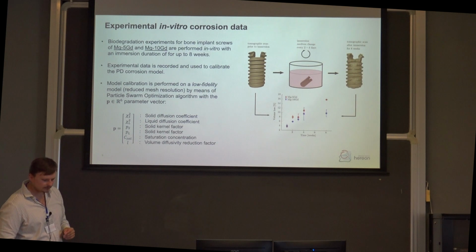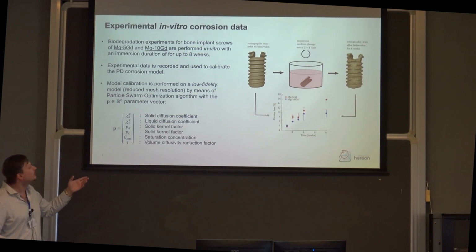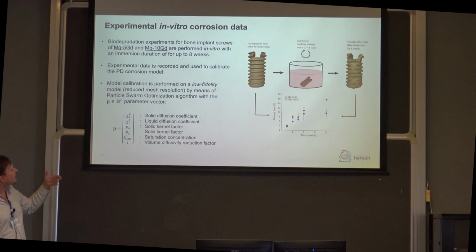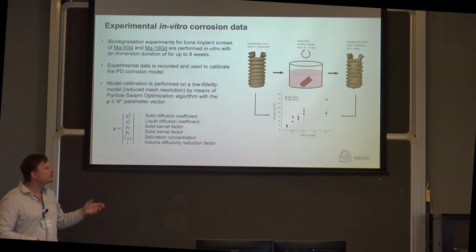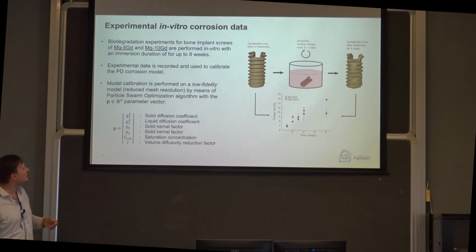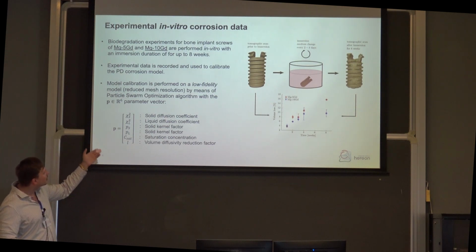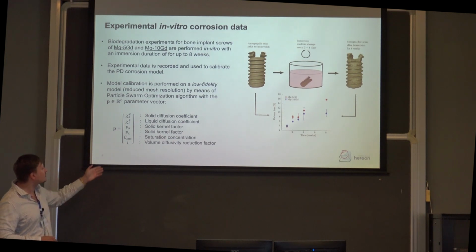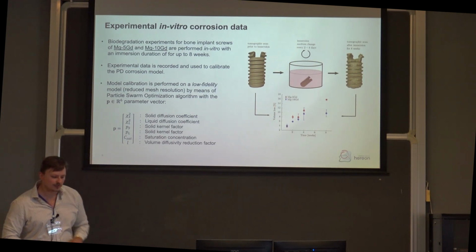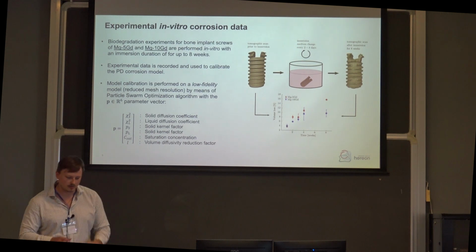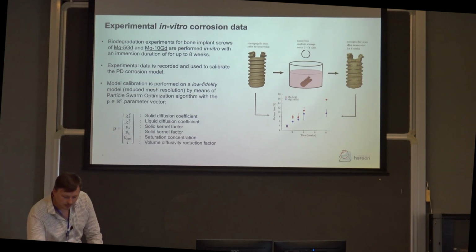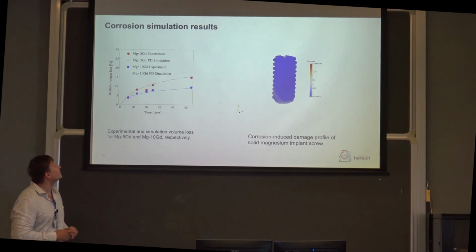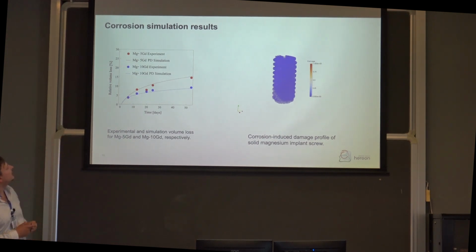So what we usually did is that we performed a particle swarm optimization algorithm in order to find the unknowns of our model. Usually this consists of the local diffusion coefficients, the kernel shape functions, as well as the saturation coefficients, saturation concentrations within the liquid environment. So what we end up with, as you've seen before, for 2 particular magnesium alloys, is that we can achieve good agreement with the experimentally obtained data.